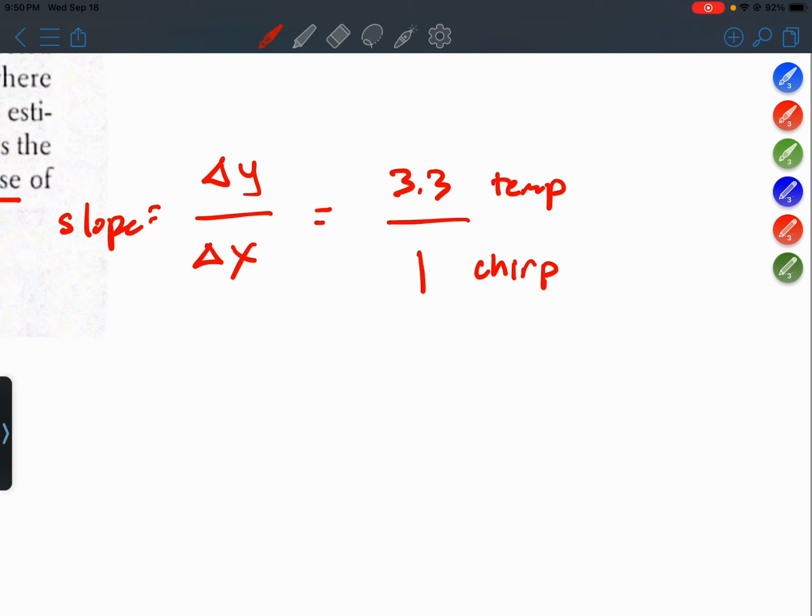Okay, so then if we just set up a proportion, right? So 3.3 to 1 is equivalent to what to 5, right? And so we can just cross multiply to solve this. 3.3 times 5 is 16.5.